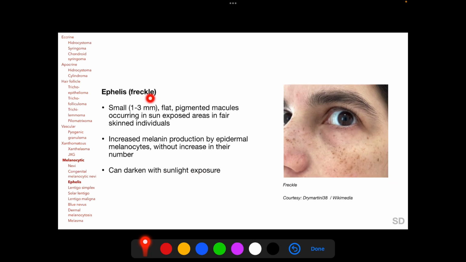Ephelis or freckles are flat pigmented macules occurring in sun-exposed areas in fair-skinned individuals, and they constitute increased melanin production by epidermal melanocytes without an increase in the number of the epidermal melanocytes. Ephelis can darken with sunlight exposure.